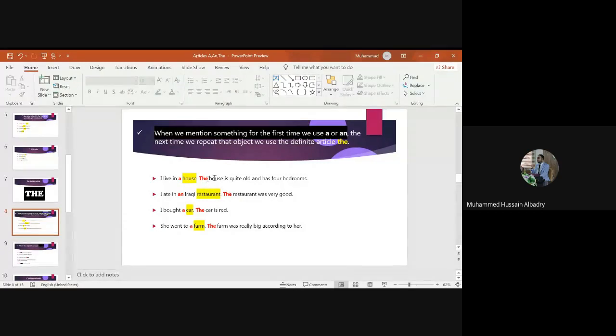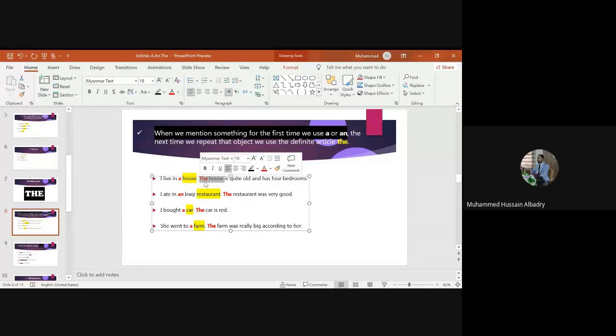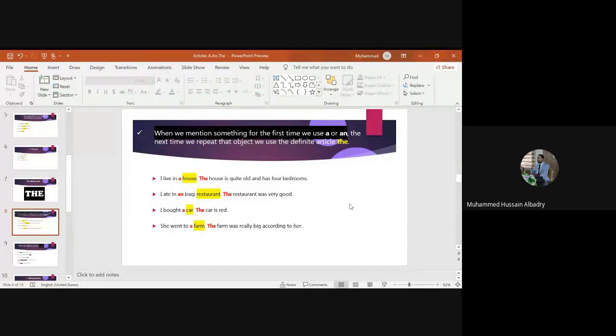See, here we use the. Why the? Because I used a at the beginning. When you repeat something, use the. I live in a house. The house is quiet. Which house? Your house. The house I live in. I ate in an Iraqi restaurant. The restaurant was very good. I bought a car. The car is red. Which car? The car I bought.